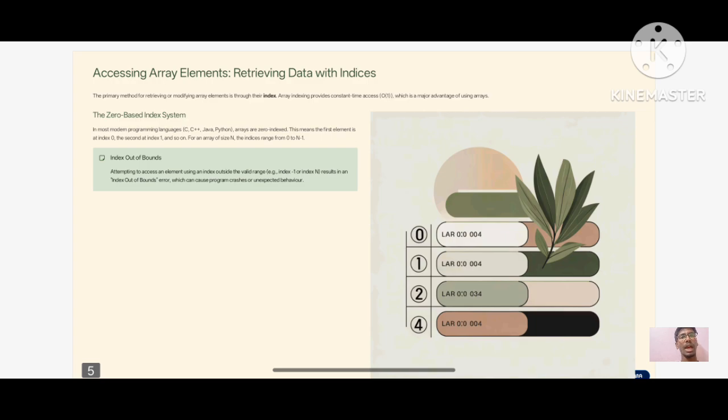The next one is accessing array elements, retrieving data with indices. The zero-based index system. In most modern programming languages like C, C++, Java and Python, arrays are zero indexed. This means the first element has index 0 and the second element has index 1. This is what we discussed in the above example. Attempting to access elements using an index outside the valid range results in an index out of bounds error, which can cause program crashes or unexpected behavior.